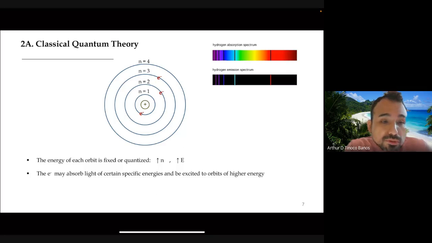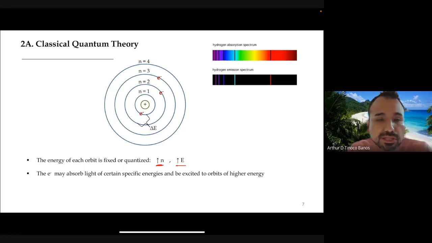Well, what was observed was that the energy of each of these orbits is essentially quantized. So as you increased in the value of n, which orbit you exist in, the further away you are from the nucleus, the greater the energy. So the electron may absorb light of specific energies and be excited to orbits of higher energy. All right, so let's explore this.